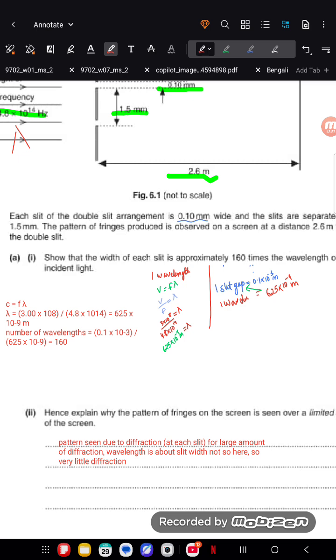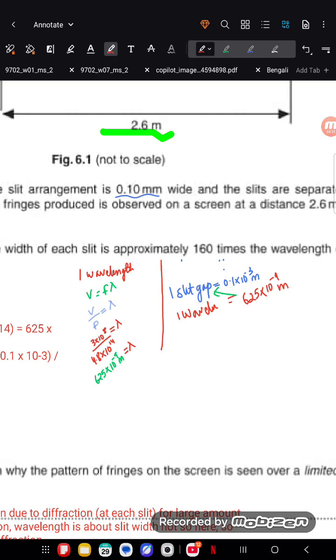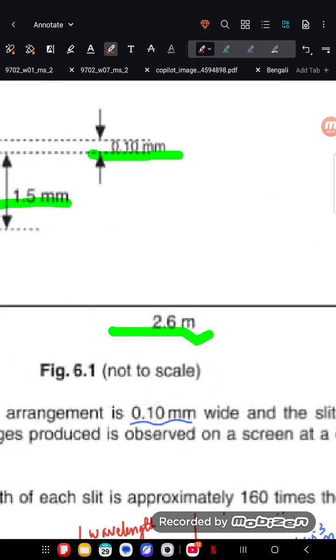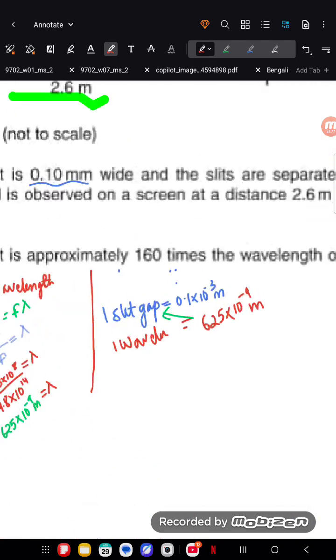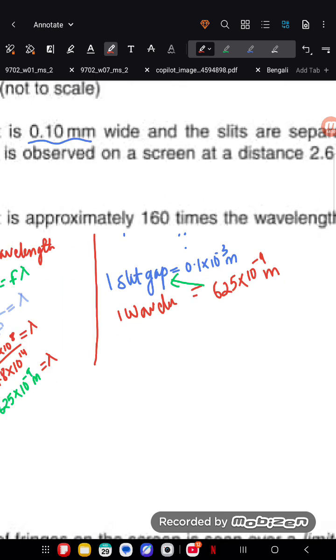The width of each slit is 0.1 times 10 raised to minus 3, so how many wavelengths will be there? We just have to show that it is 160 times. One slit gap is 0.1, you can see 0.1 between, this is 0.10 millimeter, to change it into meter you multiply by 10 raised to minus 3. So the wavelength is 625 into 10 raised to minus 9 meter, how many?